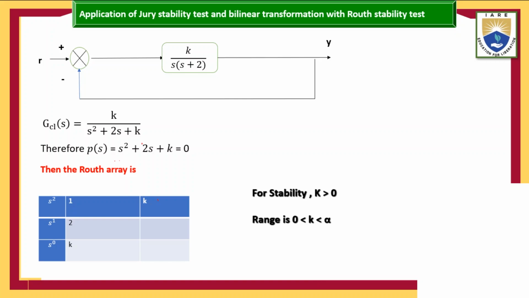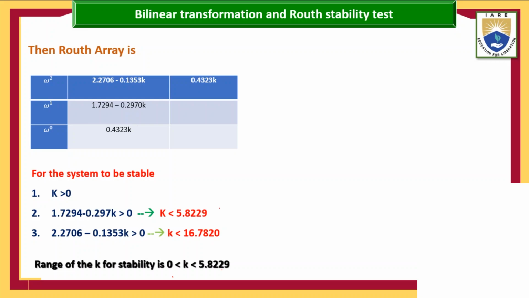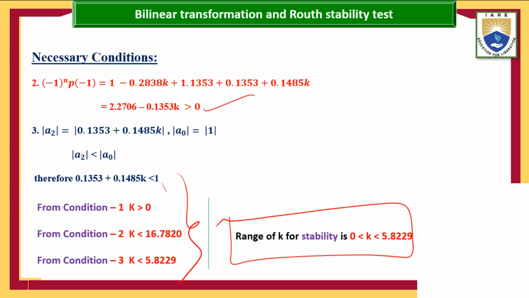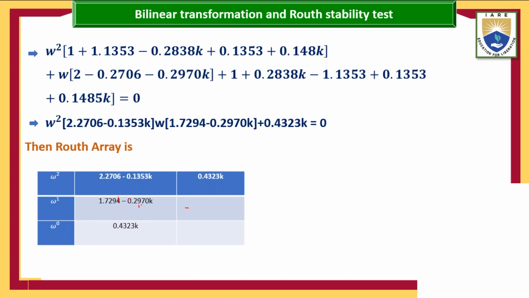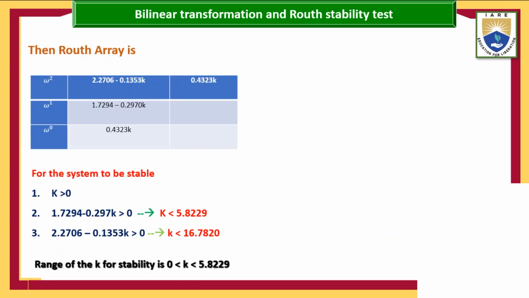The first is the Jury stability test, after that the Routh array. In Jury stability, what K value did we get? That is 0 to 5.828. In the Routh criterion, we got the K value, that is the same here, 0 to 5.828. So in the case of Jury stability and in the case of Routh stability, for the given problem the K range value is the same.